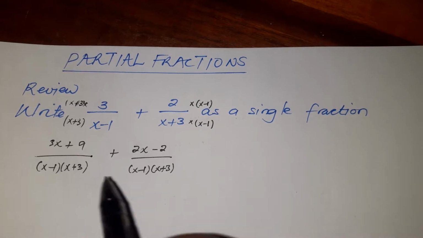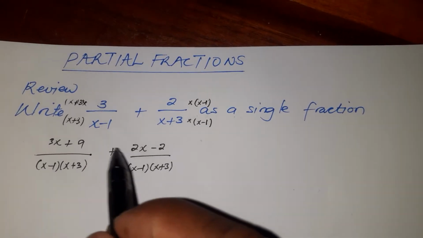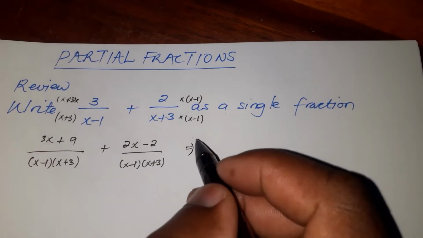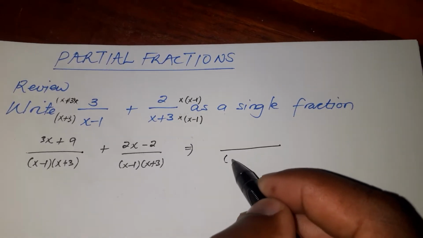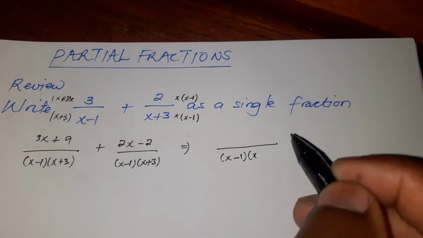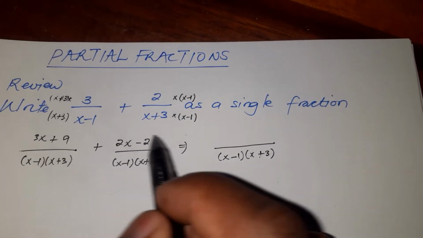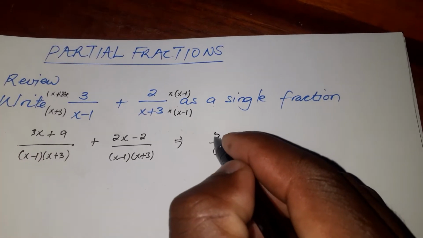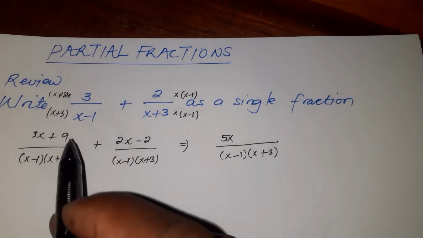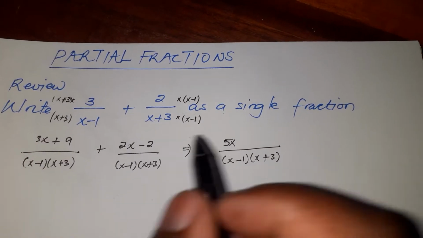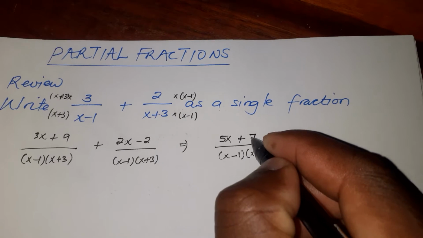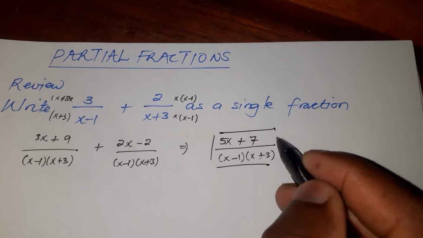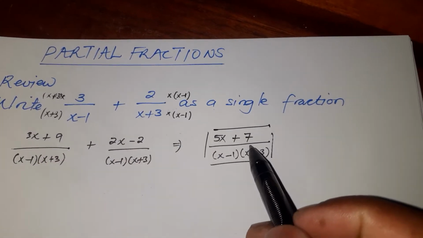You can see that the denominator that we have here is the same as the denominator that we have here. Now since the denominators are the same, we only need to have this same denominator. We just write it once, and then we only add the numerator. 3x plus 2x, we get 5x. Positive 9 minus 2, we get positive 7. Now this is the answer. We now have written that as a single fraction.